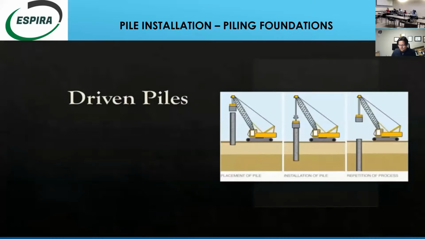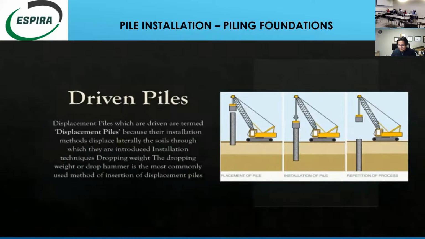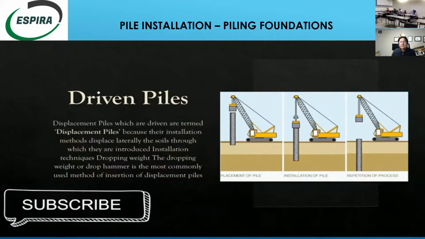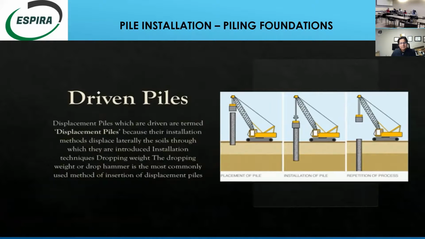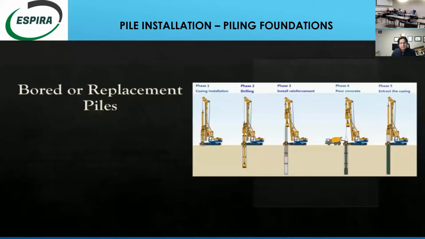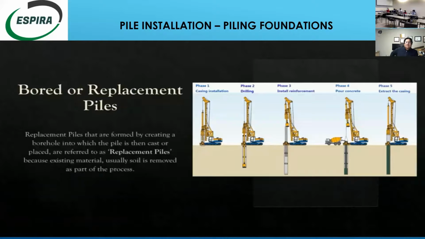First one, driven or displacement piles. Piles which are driven are termed displacement piles because their installation methods displace laterally the soils through which they are introduced. Installation technique: dropping weight. The dropping weight or drop hammer is the most commonly used method of insertion of displacement piles. Second one, replacement piles, that are formed by creating a borehole into which the pile is then cast or placed, with soil removed as part of the process. These are also known as bored piles.